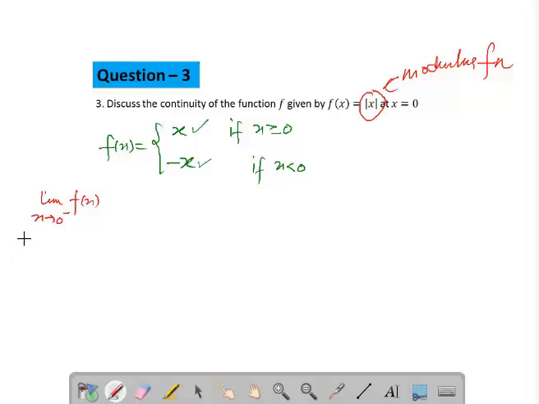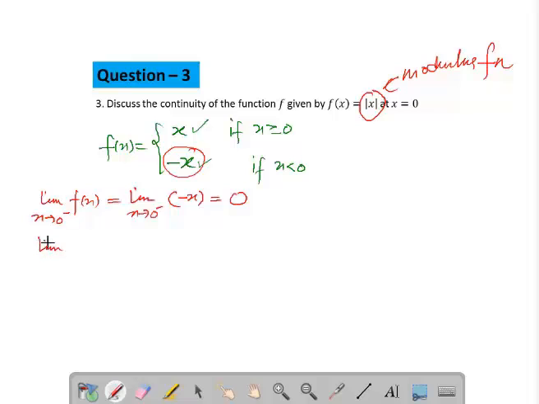So the left hand limit of f of x when x is approaching towards 0 from the left, 0 negative, right? So 0 negative implies x is approaching towards 0 from the left of 0. That means the x value is very close to 0, but it's a negative number or slightly less than 0. So for that we need to take this function, equal to negative of x. So when x equals 0, we get 0.